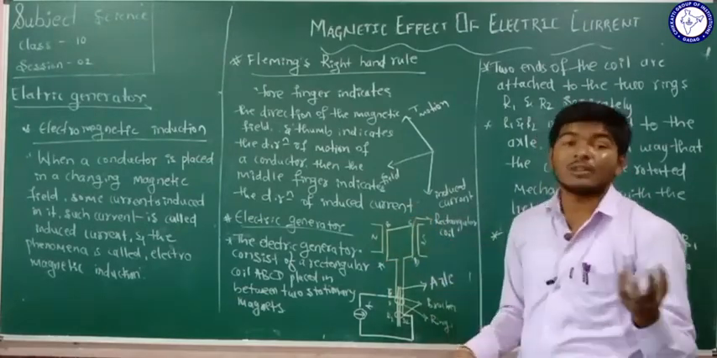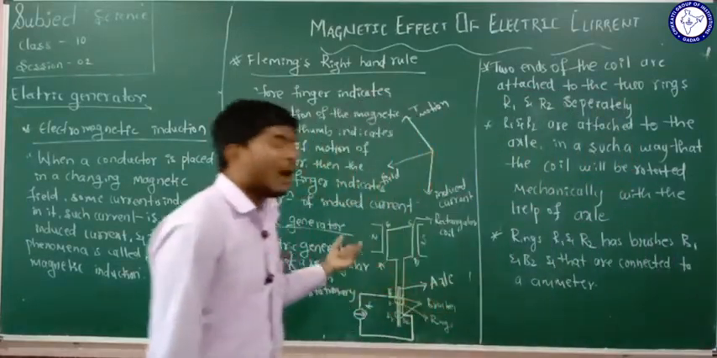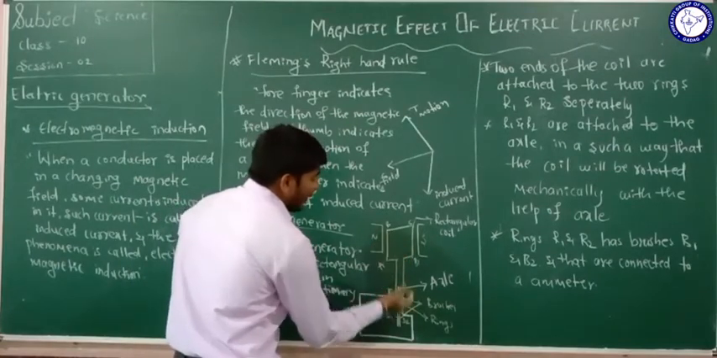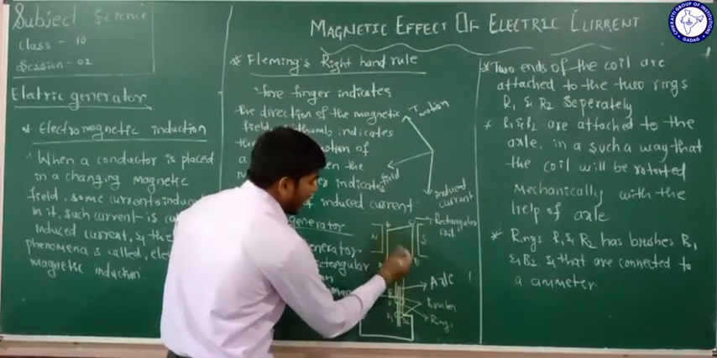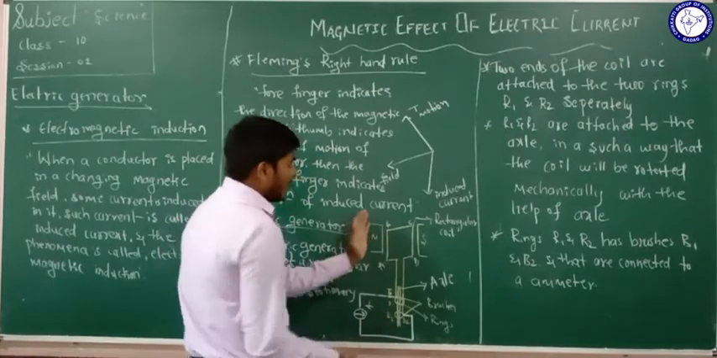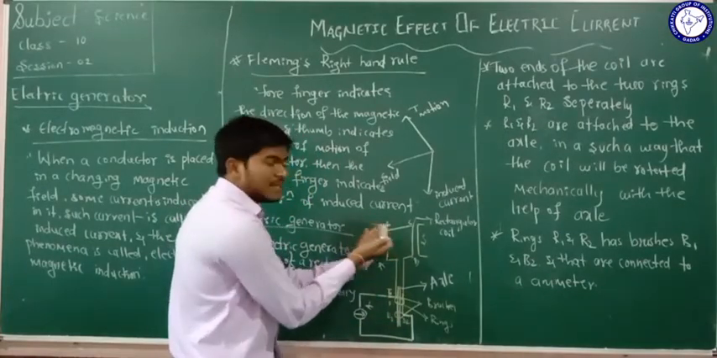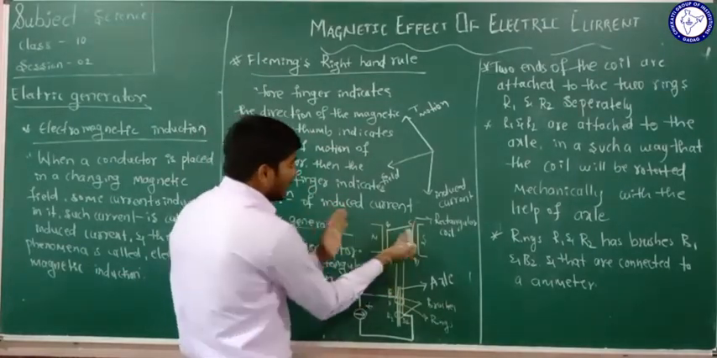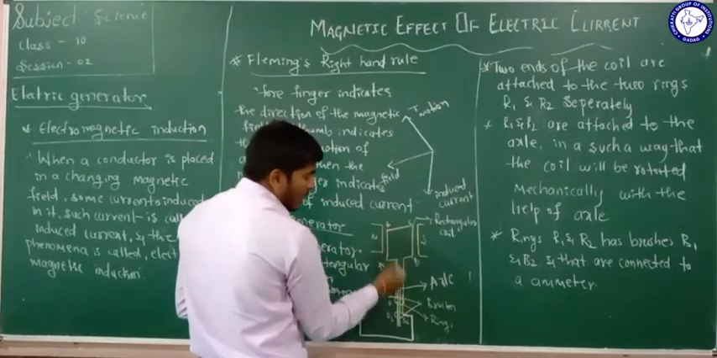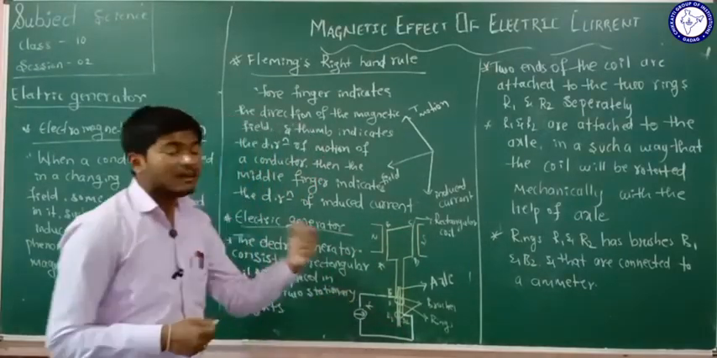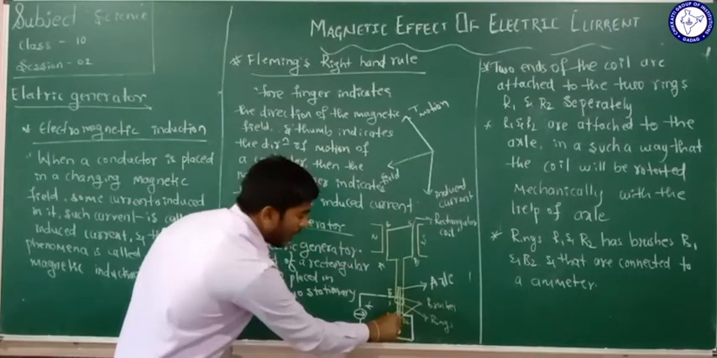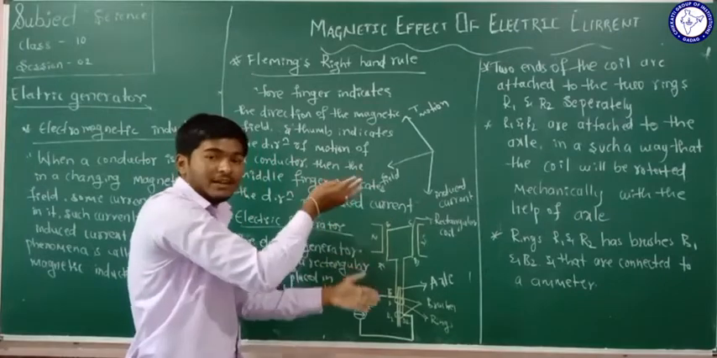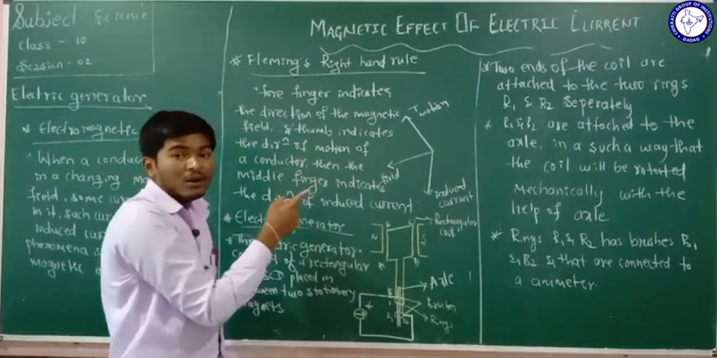How does it work? See here, when the axle rotates in the ABCD direction, when you rotate AB, AB will move down and CD will come up, and CD will come down and AB will move up, isn't it? With the continuous motion of the coil, when we physically rotate this coil with the help of the axle, AB moves downwards and CD moves upwards, and again CD moves downwards and AB moves upwards. What happened here?